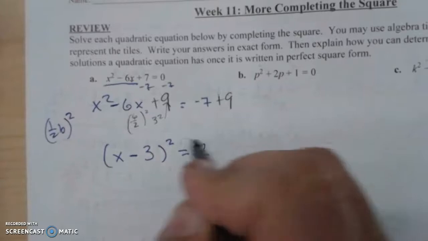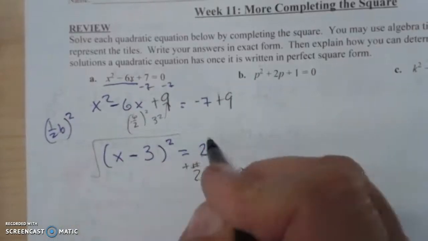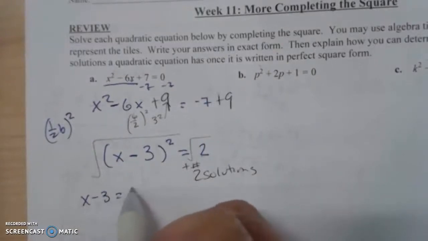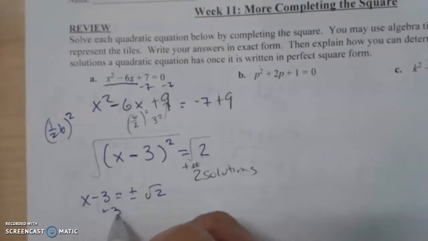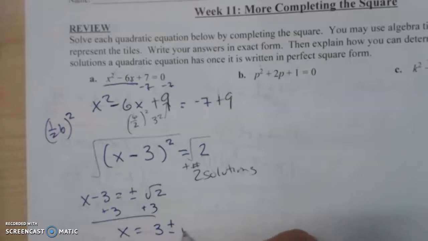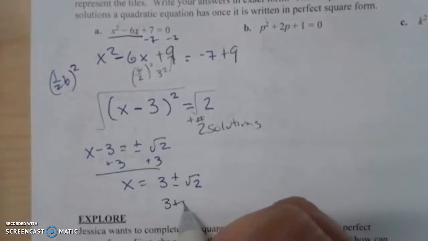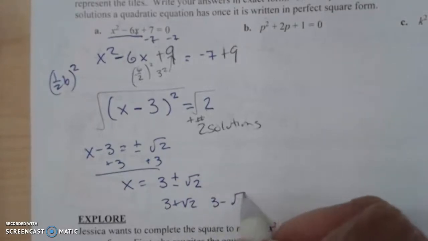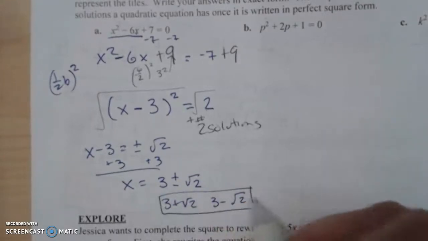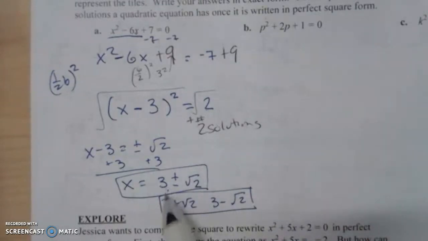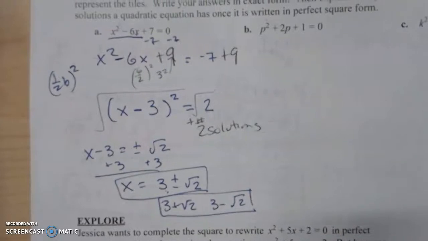But if I go to solve this, to get rid of this square, I have to take the square root of both sides, and I end up getting x minus 3 equals plus or minus the square root of 2. If I add 3 to both sides, I'm going to get x equals 3 plus or minus the square root of 2. So that's like saying 3 plus radical 2 and 3 minus radical 2. This is how we want our answers. I actually like it in this format right here. Let's try another problem.